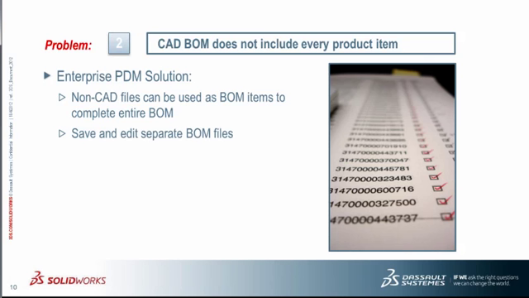You can save and edit separate BOM files. So there's a separate file type that Enterprise PDM has. It's a BOM file that you can create from a CAD BOM, but you can add other line items to it.